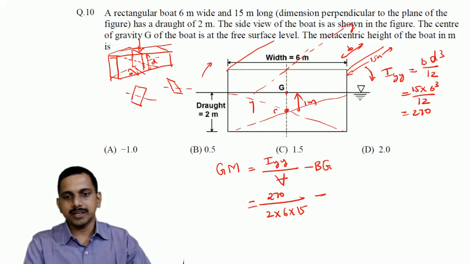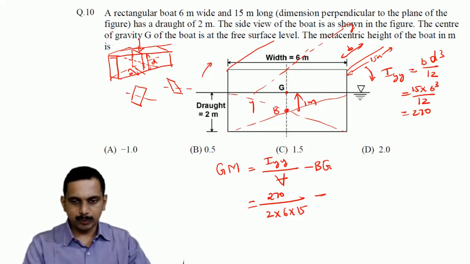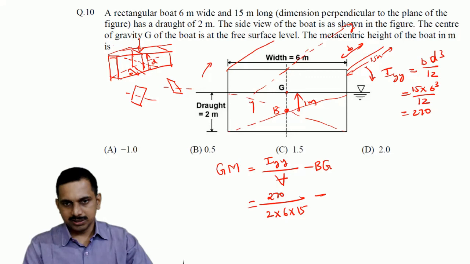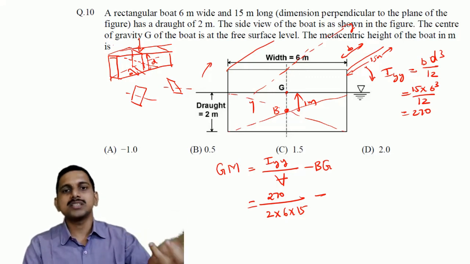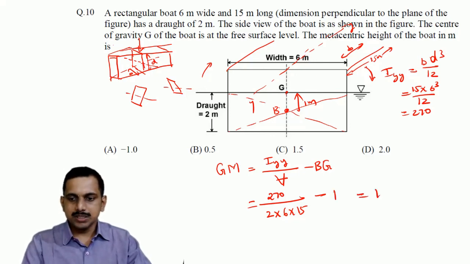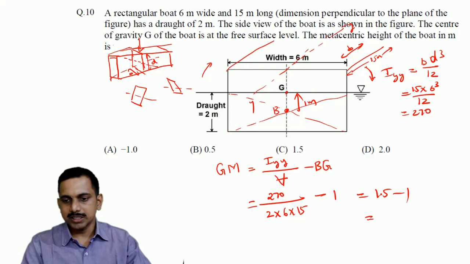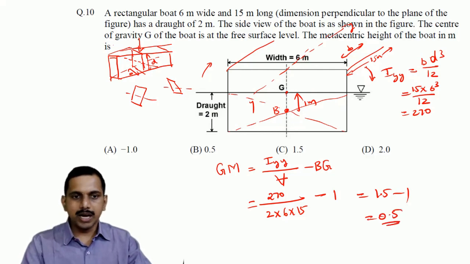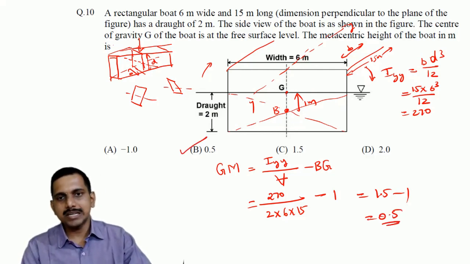By common sense, we can get that, right? So this is B. This is the center of buoyancy. The center of buoyancy is at the center of the immersed liquid, right? Whatever the volume is immersed, the center of gravity of the immersed volume gives you the center of buoyancy. So BG is 1 meter. And when you do this, you will get 1.5 minus 1, that is equal to 0.5. So the answer is 0.5. B is the right answer.